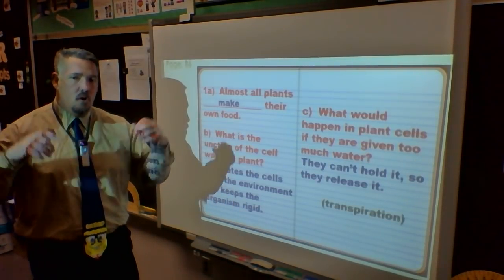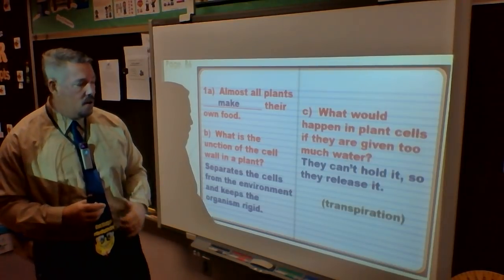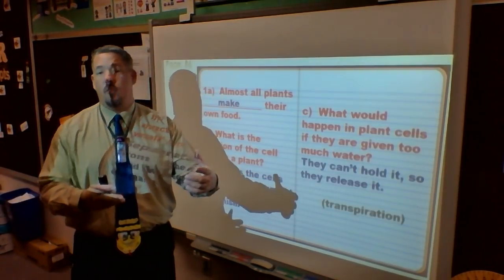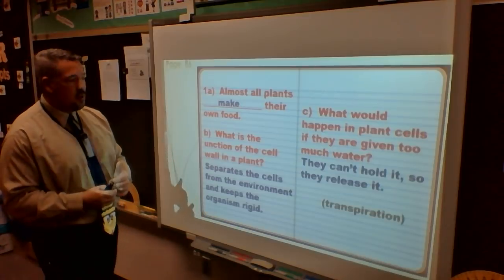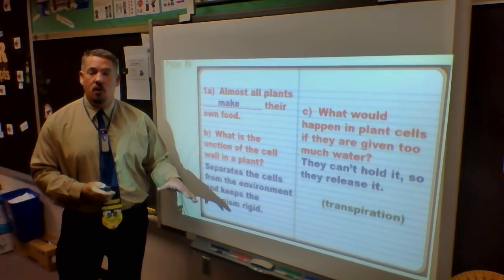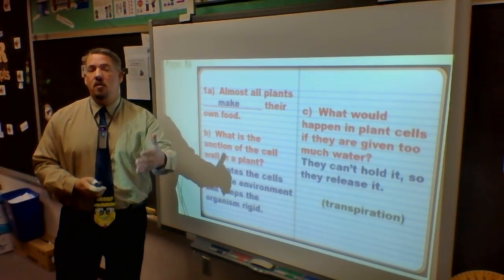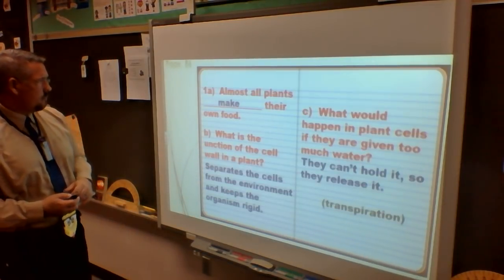We don't see trees dripping with water unless it has rain. But water transpiration happens all the time in leaves throughout our growth season. So pause the video and make sure your book is filled out, and then unpause it and we'll continue together.